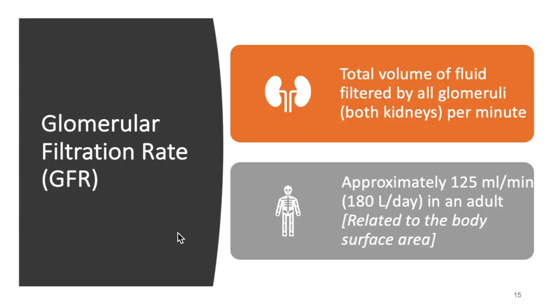The flow rate of filtered fluid through the filtration barrier is termed the glomerular filtration rate, or GFR. Estimated GFR is the best test to measure the level of kidney function and to determine the stage of kidney disease. GFR is the total volume of fluid filtered by all glomeruli in both kidneys per 1 minute. It is approximately 125 milliliters per minute, or 180 liters per day, in an adult, but this depends on the body surface area. A smaller person may have a lower GFR than a bigger person.